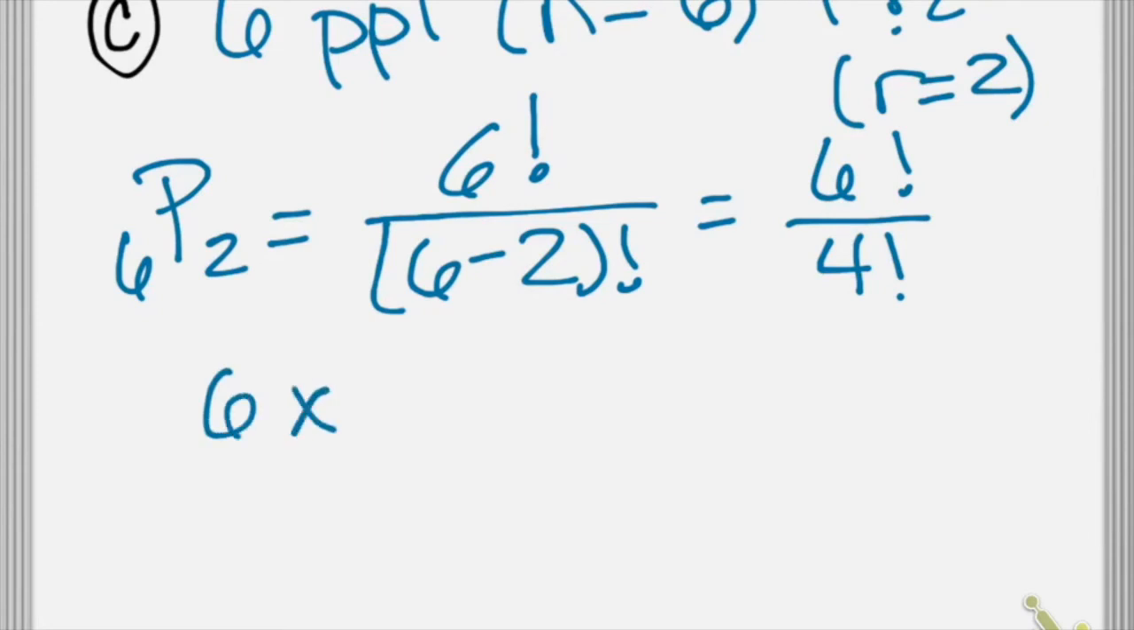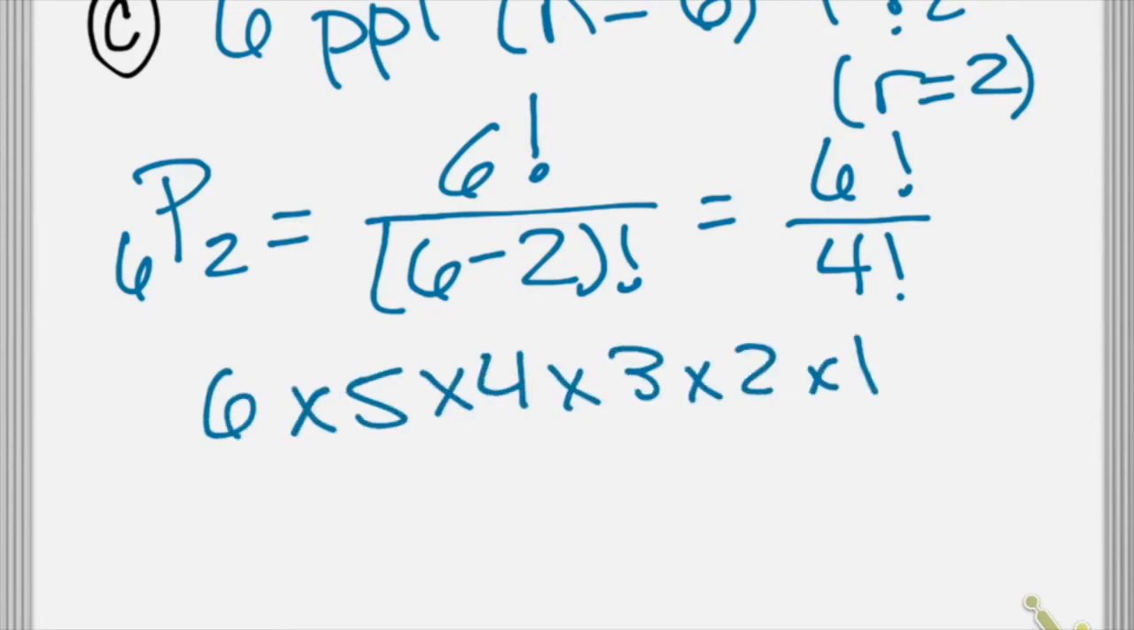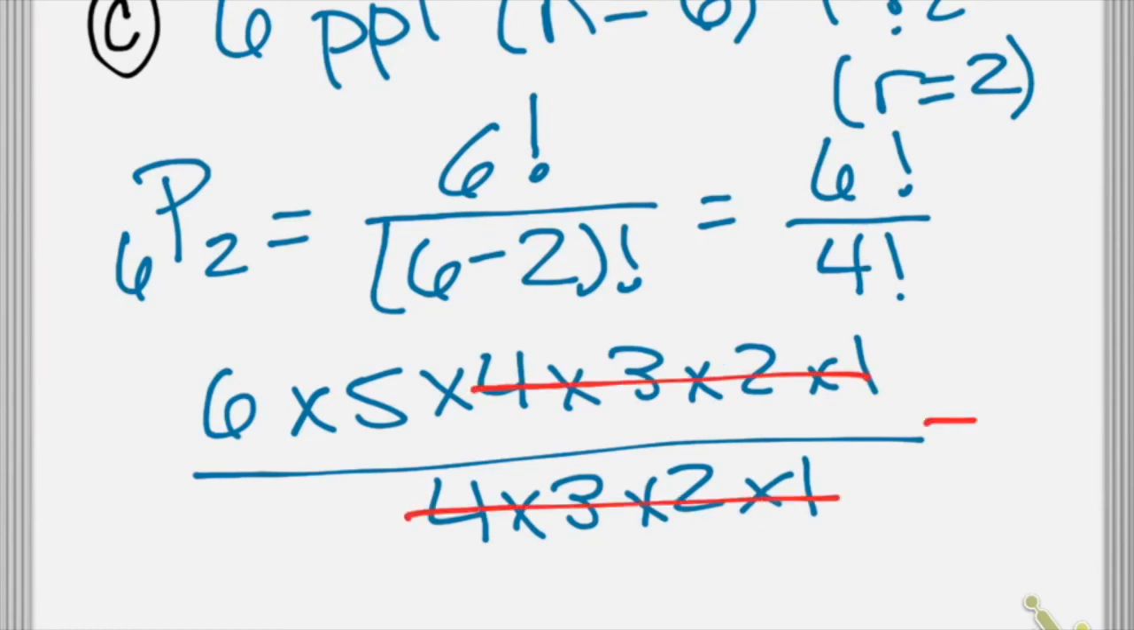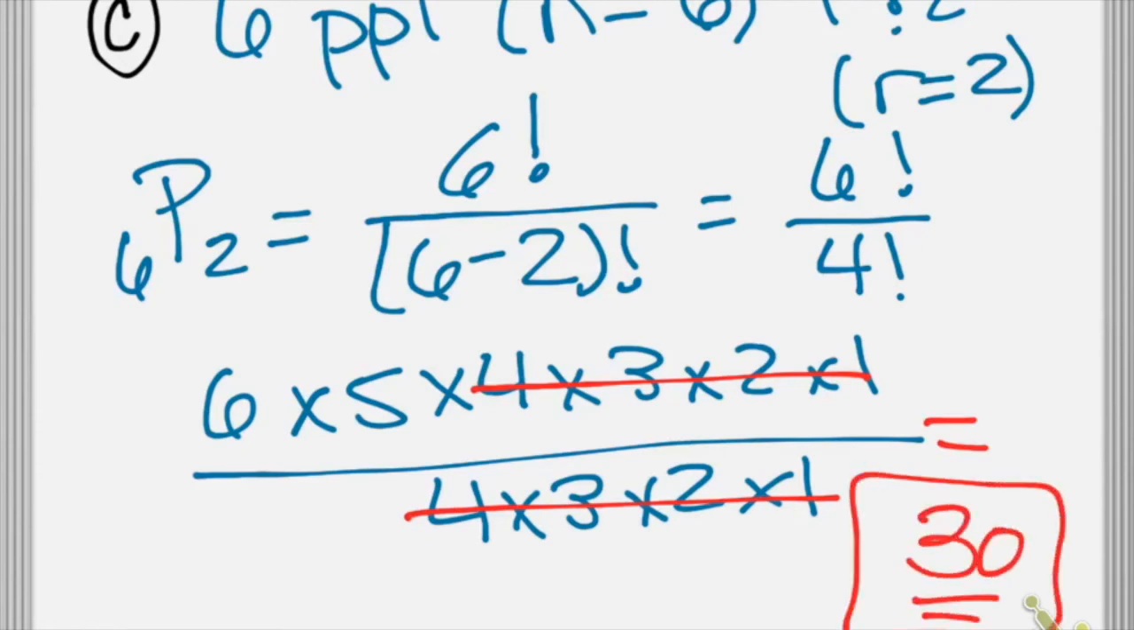Or 6 times 5 times 4 times 3 times 2 times 1 divided by 4 times 3 times 2 times 1. We do some canceling out here of all of this and all of this. And we have an answer of 30. There are 30 different combinations from those 6 people that could end up in first or second in our contest. So that is the permutation formula.